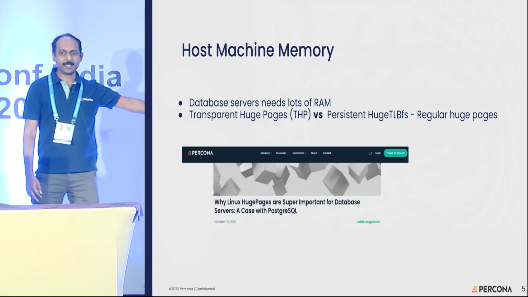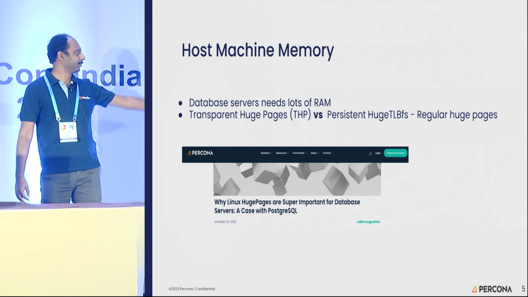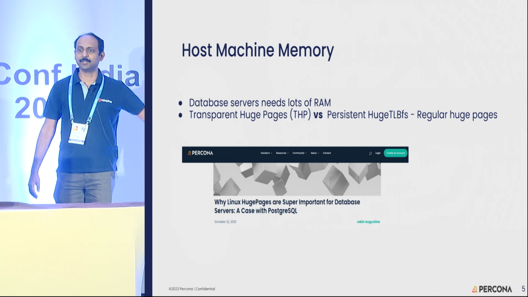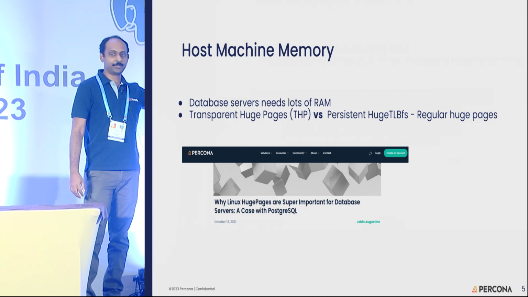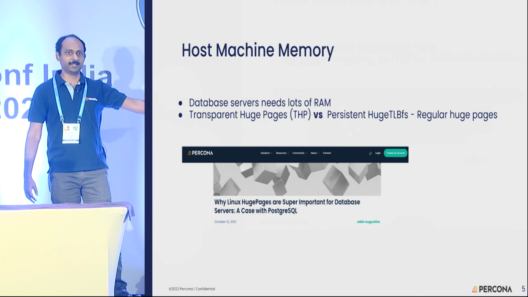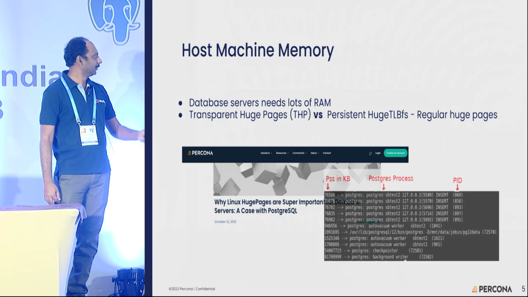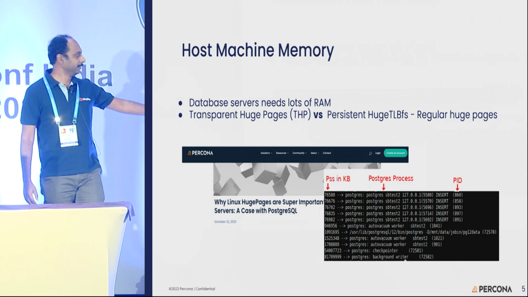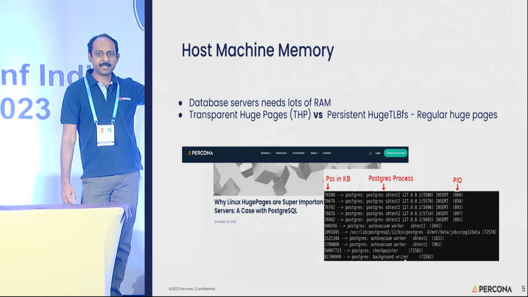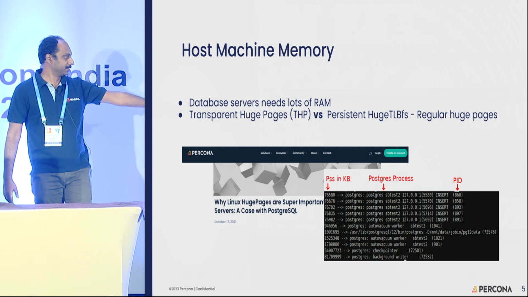I have blogged about that. Anyone who is interested, just Google this title: why Linux huge pages are super important for a database workload. And this is not only for Postgres; for any database workload, huge pages are super important. Okay, I think you can see that properly: the damage which the default settings of Linux can cause.